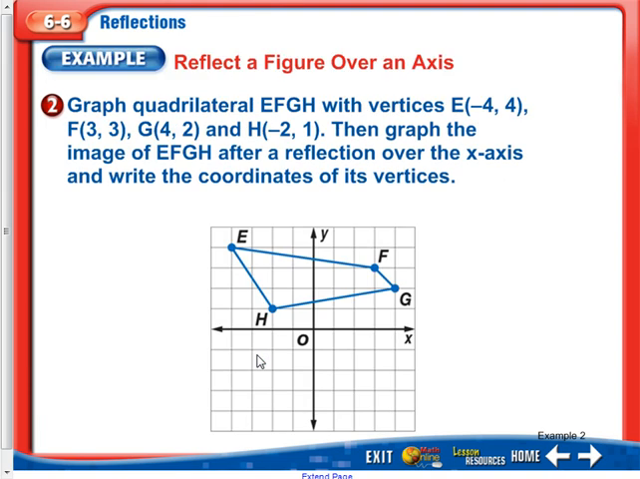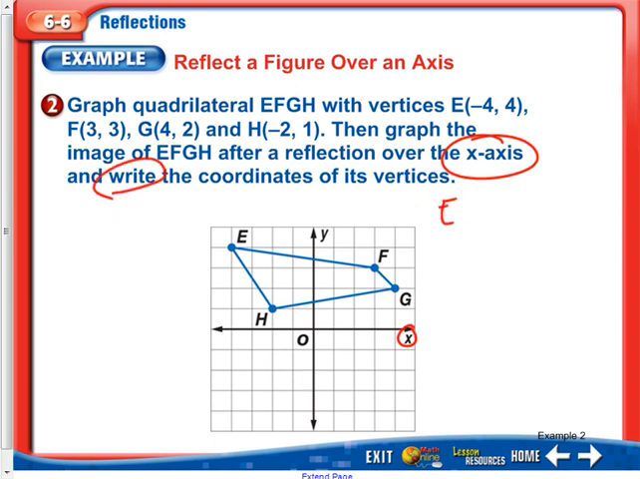It says graph EFGH with those vertices, then graph the image EFGH after reflection over the x-axis. So we're going to flip it over the x-axis. This right here is the x-axis. So we're going to flip it down over here, and then write the coordinates of its vertices.